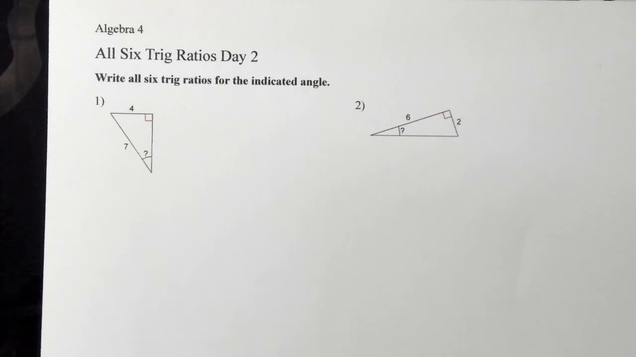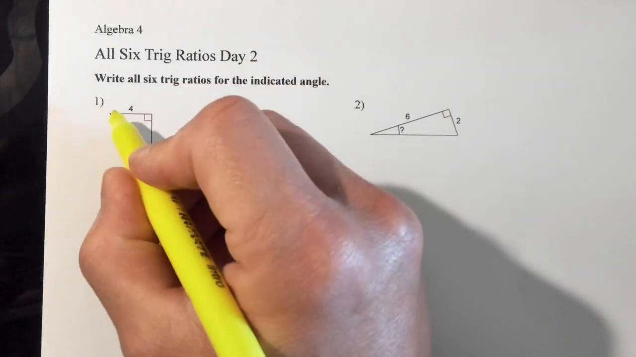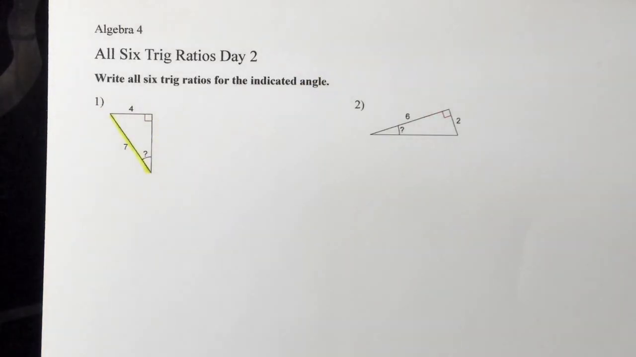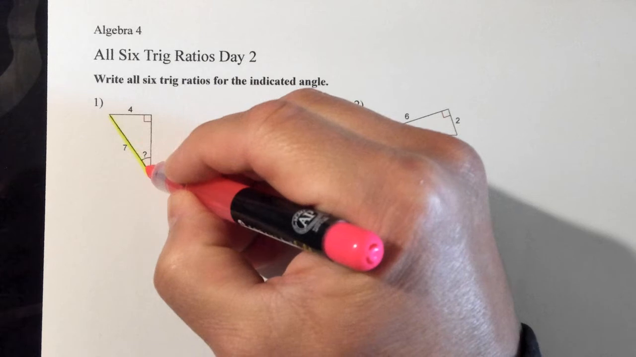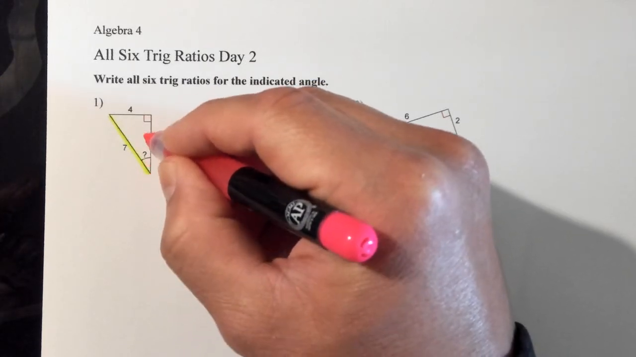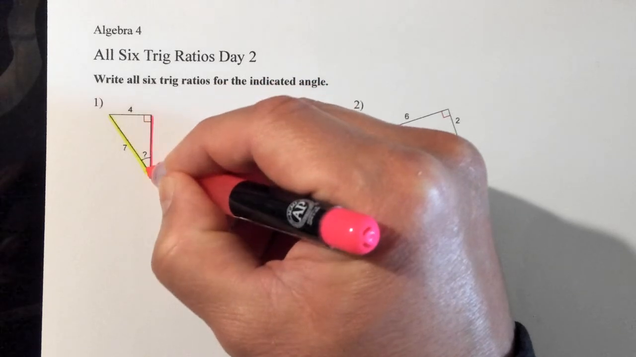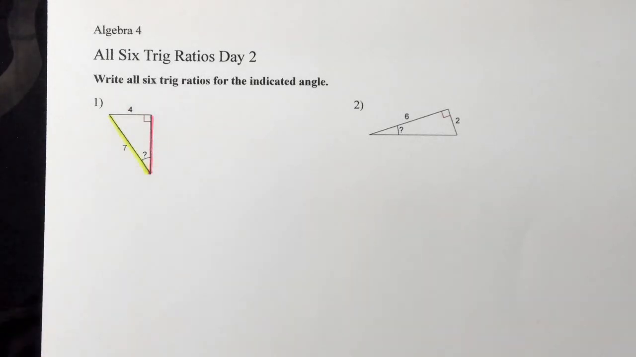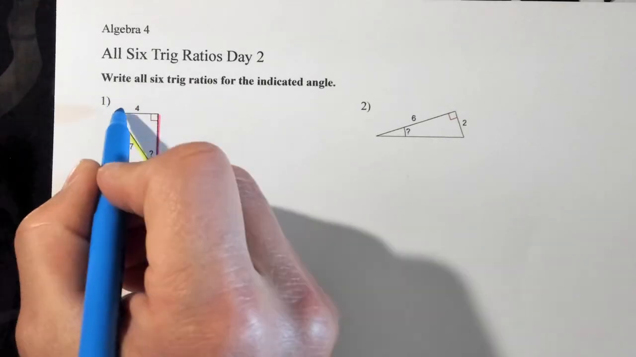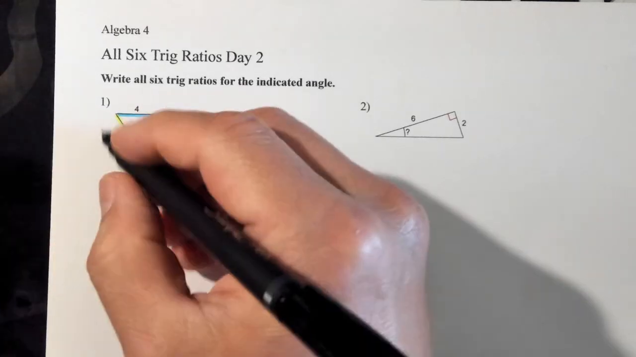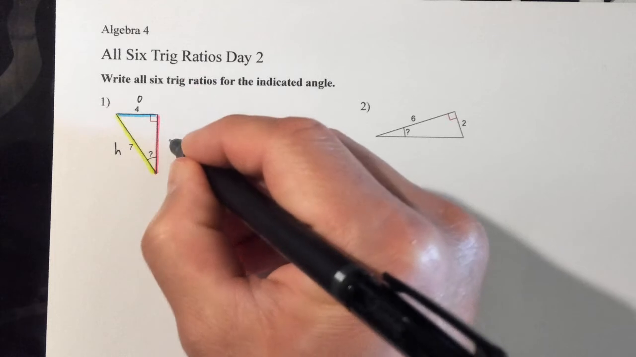I am going to identify the hypotenuse, the adjacent side is the side attached to the hypotenuse at that angle, and the other side is the opposite side. And then label your sides. We got hypotenuse, opposite, adjacent.